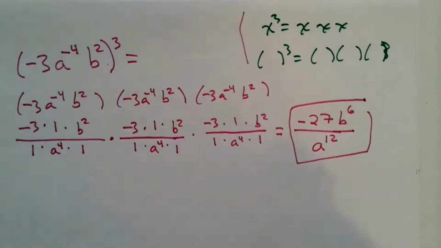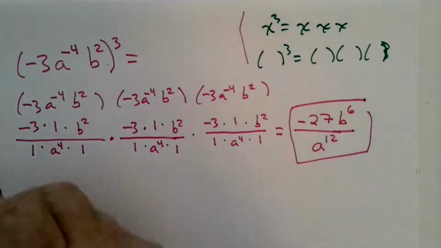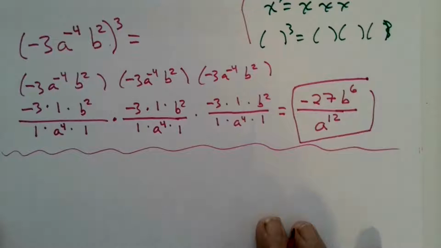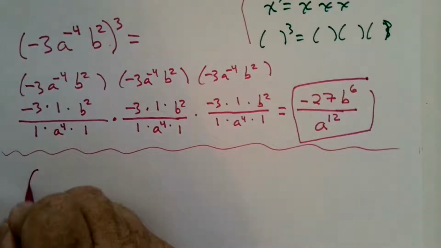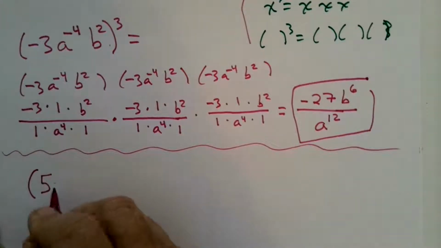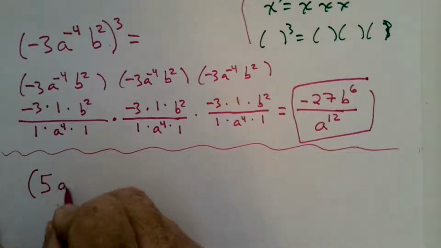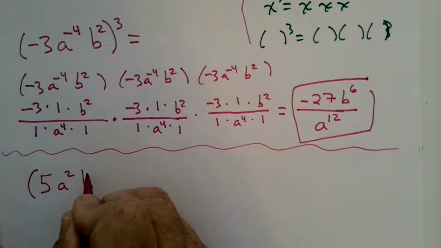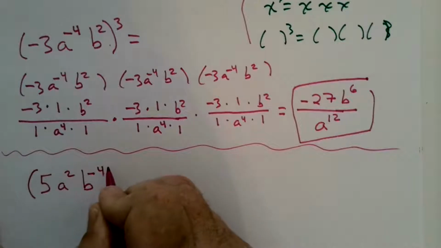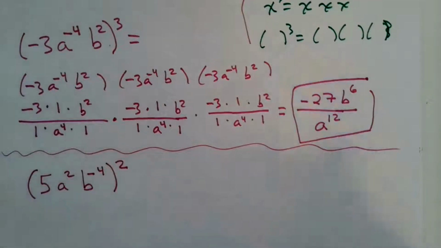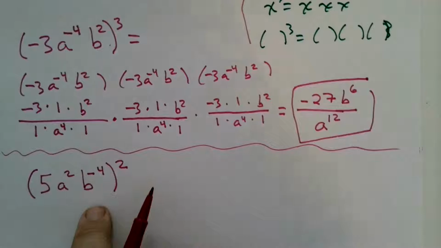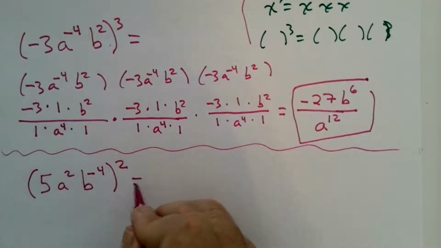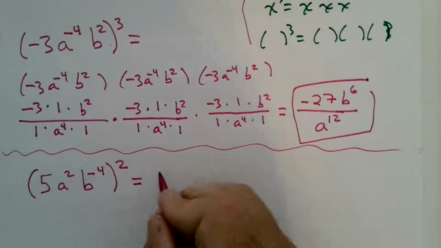And let's do a similar one if we can. This time I will do 5a squared, b to the -4th, all squared. You have something squared, something to the 3rd power, write it down 3 times, something to the 2nd power, write it down twice. So this parentheses is going to be written down twice.